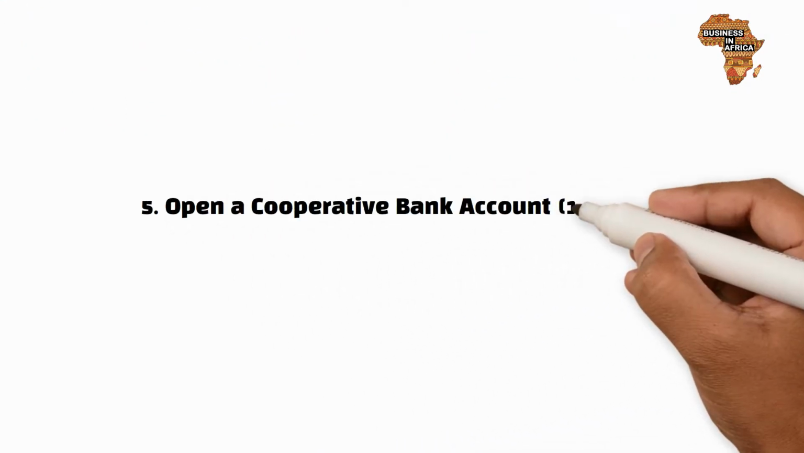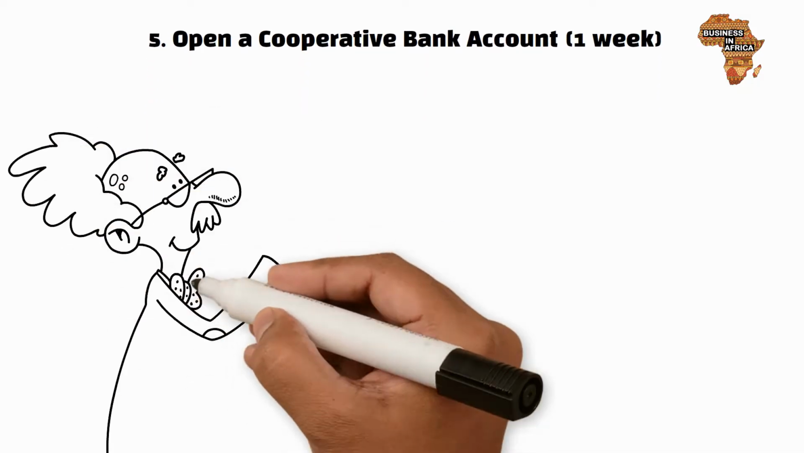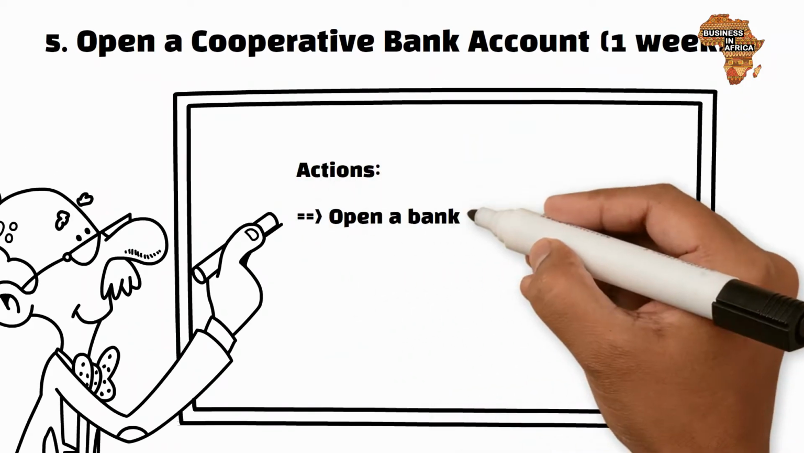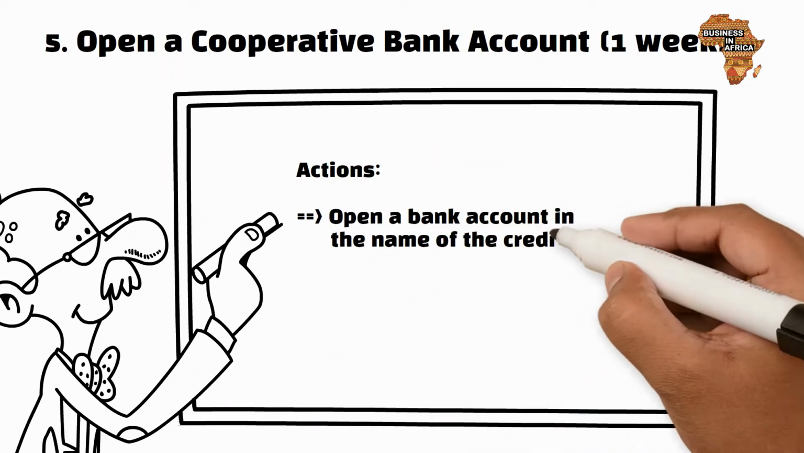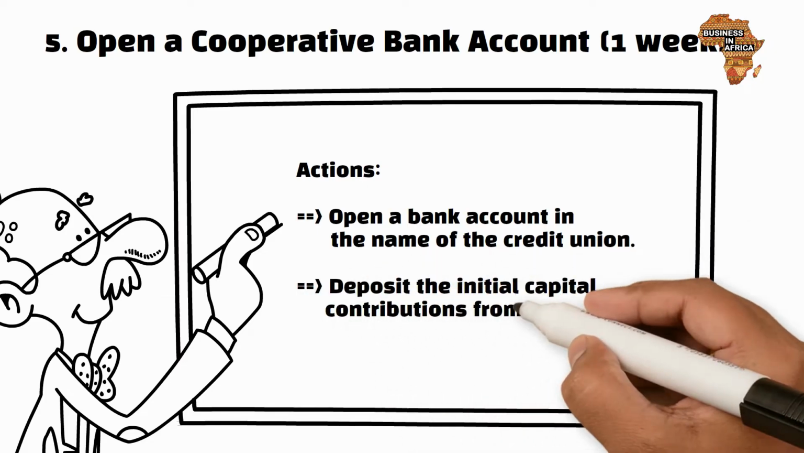Number 5. Open a cooperative bank account. Purpose: to legally manage the cooperative's financial operations. Actions: open a bank account in the name of the credit union. Deposit the initial capital contributions from the members.